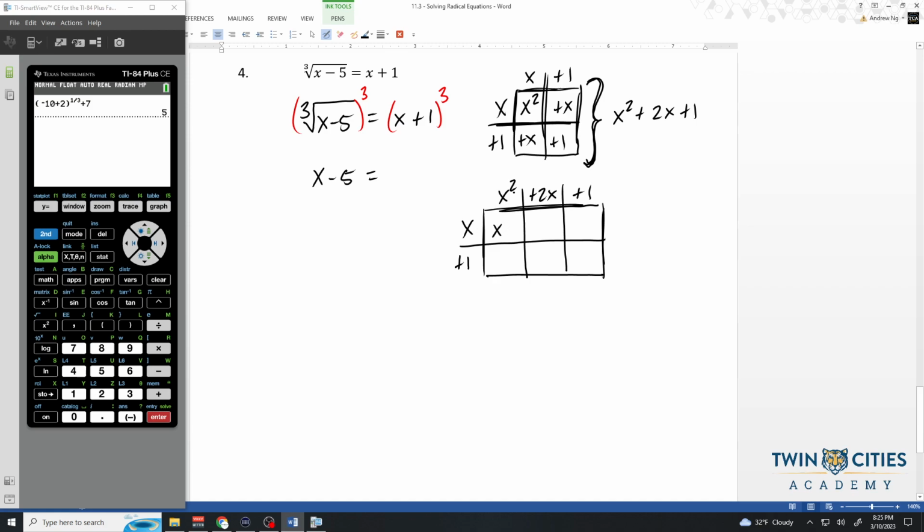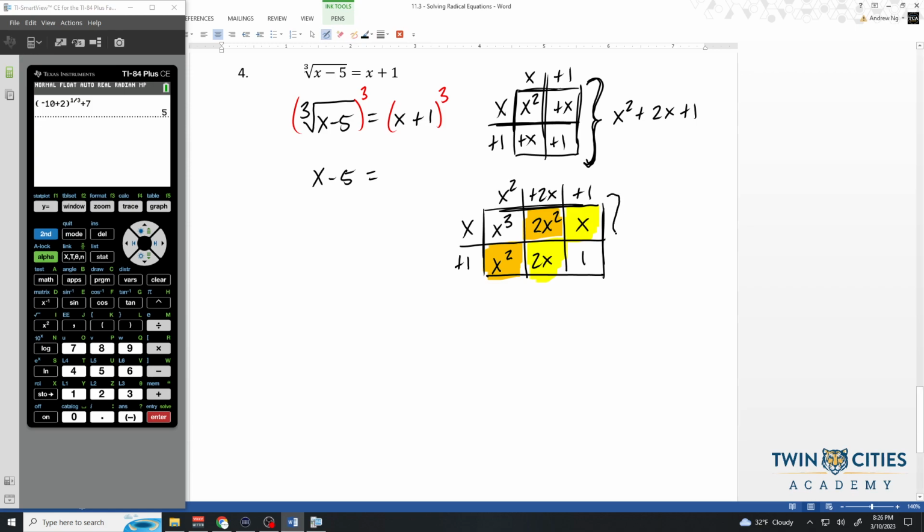X times x squared is x to the third power, x cubed. X times 2x is 2x squared. X times 1 is x. 1 times x squared is x squared. 1 times 2x is 2x. And finally, 1 times 1 is 1. Now notice I've got 2 terms with x squared here. And I've got 2 terms with an x here. So I'm going to combine those together.